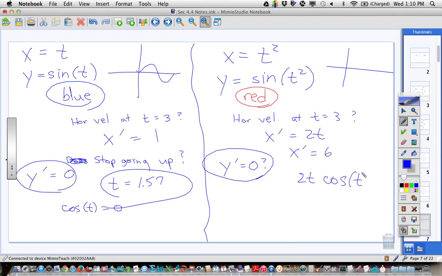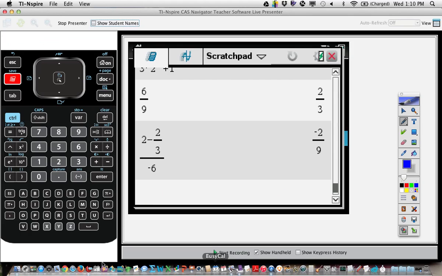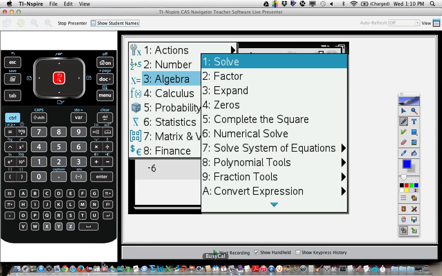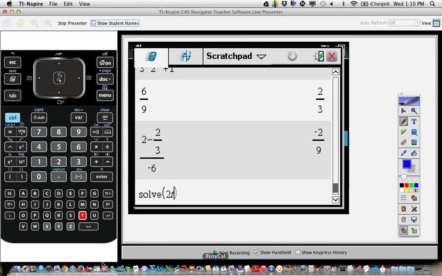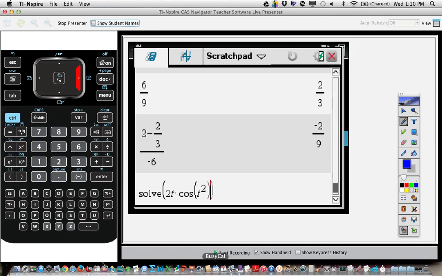2t cosine t squared. Now, we need our calculators for that. So everybody, let's get on our calculators and do that. Bree, you can do it for us here on the calculator screen. So we would want to solve 2t, and we got to make sure to put a times sign right here. Anytime you got t and then a cosine, you need a times sign between there or it'll get all messed up. 2t cosine t squared equals 0.